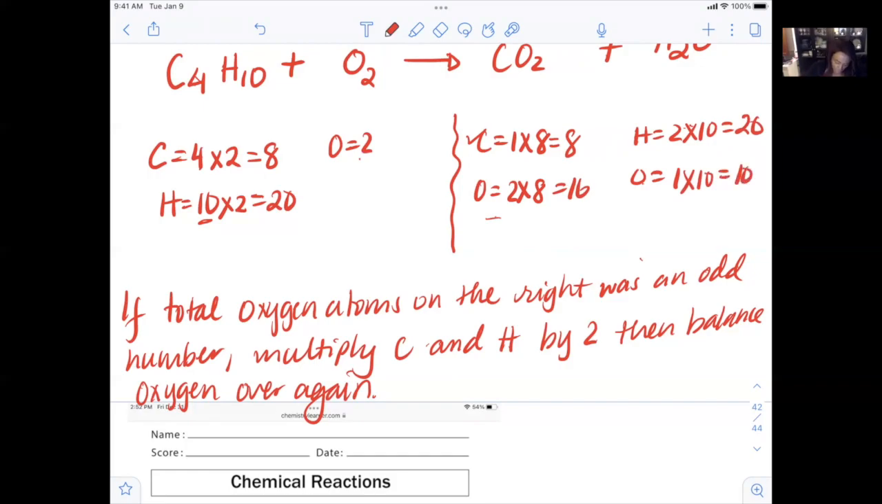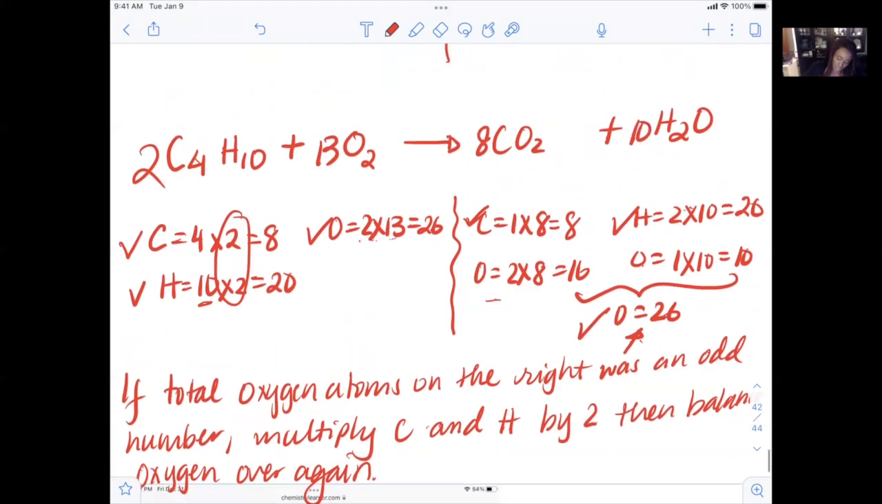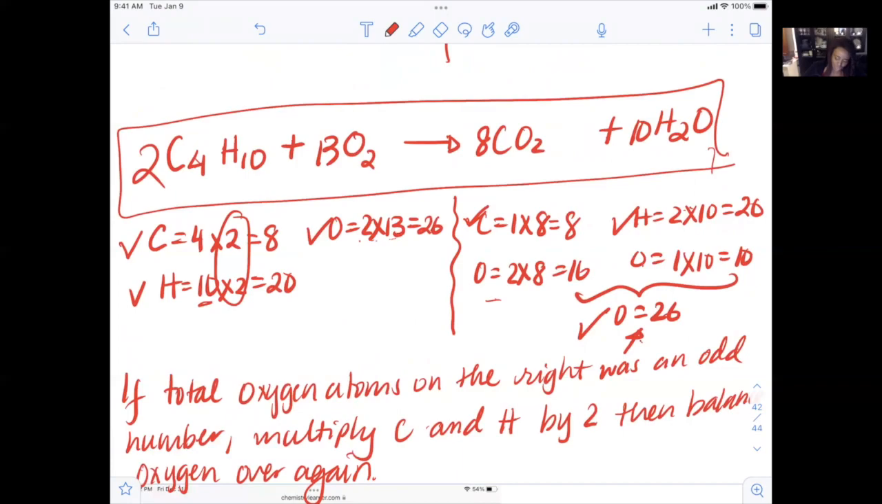Okay. Now my carbons are equal at 8 each. My hydrogens are equal at 20 each. Now my oxygen total is equal to 26: 2 times 13 is equal to 26. Remember the number I had here before was 13? So in the end, you're going to end up multiplying the right side by 13, and that will change everything else. Yep, now I'm done. Oxygen total is 26 and 26. So the multipliers are 2, 13, 8, 10, and now this is balanced. I finally got those numbers I was looking for.